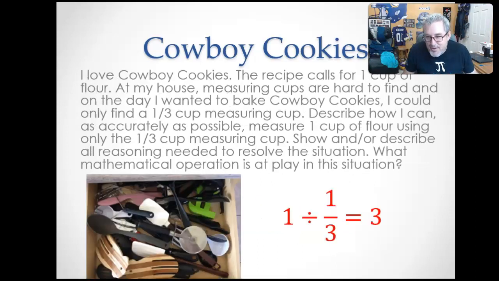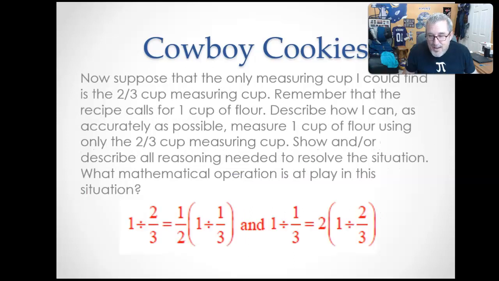Notice that compared to this, it's half as many scoops. I needed 3 scoops of size 1/3 of a cup to make 1 cup. Now I need 1.5 scoops of size 2/3. Now why? Because a 2/3 of a cup is twice as big as a 1/3 of a cup. And since the scoop is twice as big, I need half as many. Half of 3 is 1.5.